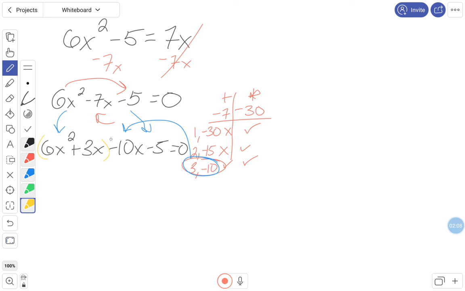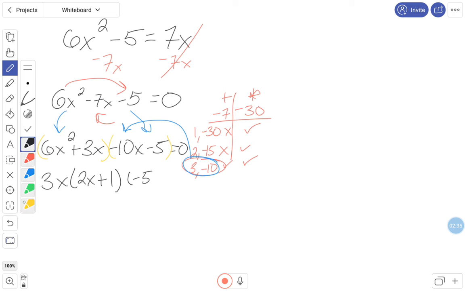So I get my two sets of parentheses here, and I say, what can I take out? And in the first pair, it looks like I can take out a, what do you think, a 3x? What's that leave me with? A 2x plus, oh, don't forget, if you take out everything, 3 divided by 3 is still 1. There should still be a 1 on the end. And then over here, it looks like I can take out maybe like a negative 5.